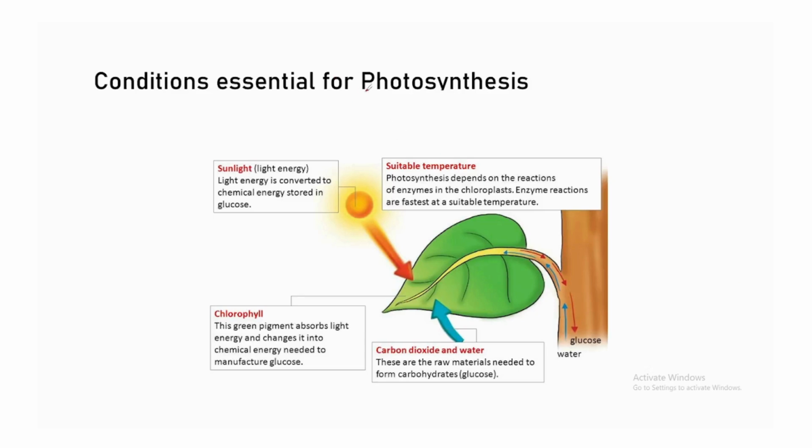Conditions essential for photosynthesis. Sunlight means light energy. Light energy is converted to chemical energy stored in the glucose. Suitable temperature. Photosynthesis depends on the reactions of enzymes in the chloroplast. So, enzyme reactions are fastest at suitable temperature, which we have already done as the optimum temperature. Chlorophyll. This green pigment absorbs light energy and changes it into chemical energy needed to manufacture glucose. Carbon dioxide and water, these are the raw materials needed to form carbohydrate.